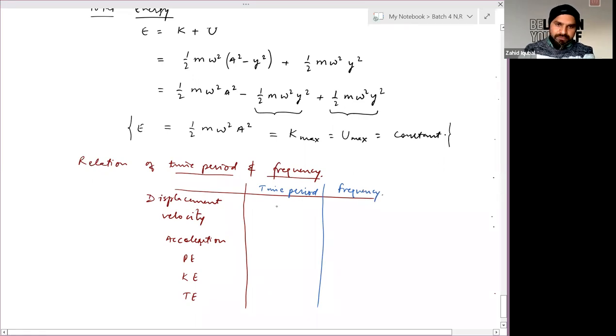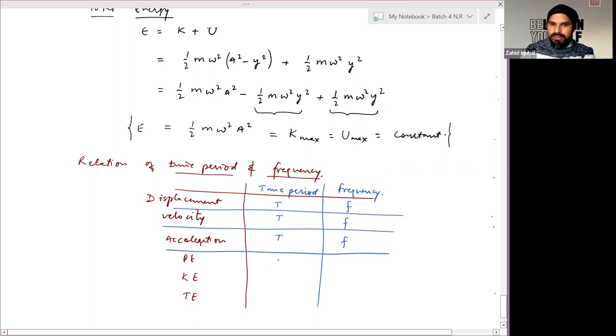For displacement, if you have time period T and frequency f, then velocity will have same value and same for acceleration. But in case of potential energy, it oscillates with half time period as that of displacement and having twice frequency as that of displacement. Similarly, kinetic energy will be same. In case of total energy, which is constant, and for constant quantity, time period will be infinite and frequency will be 0.